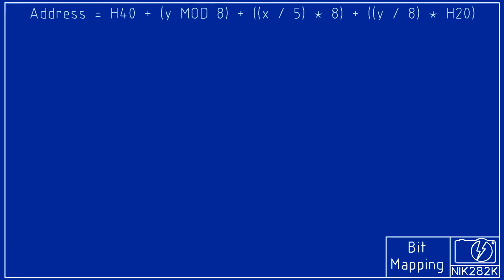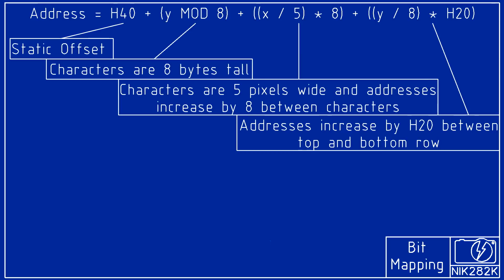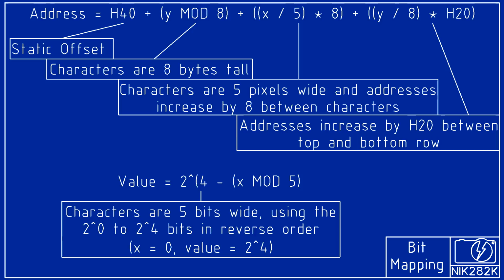Putting it all together, for any pixel, the address is hexadecimal 40 plus y modulus 8 plus the quotient of x divided by 5 times 8 plus the quotient of y divided by 8 times hexadecimal 20. And the value to be stored in this address is 2 to the power of 4 minus x modulus 5. Now that both the byte address and the value to be stored in the byte can be calculated, I can pass that information to the LCD using the techniques I described in my first video.